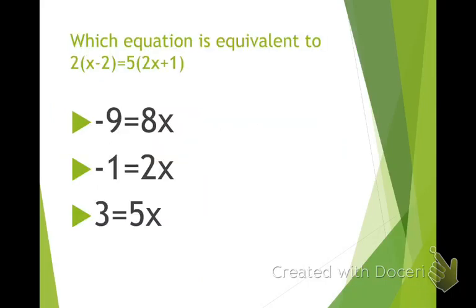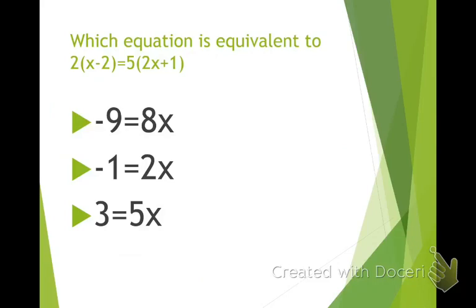Here it says which equation is equivalent to 2 times (x minus 2) equals 5 times (2x plus 1). So in this equation, we can simply solve the problem, or at least start to solve the problem. And you'll see we don't actually have to completely solve it, but we'll go most of the way to solving it. So the first thing that I see is some distribution that we need to do.